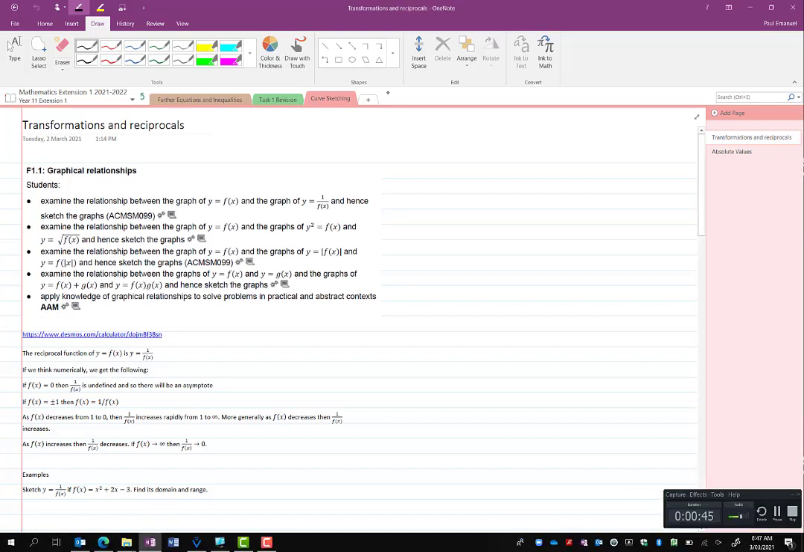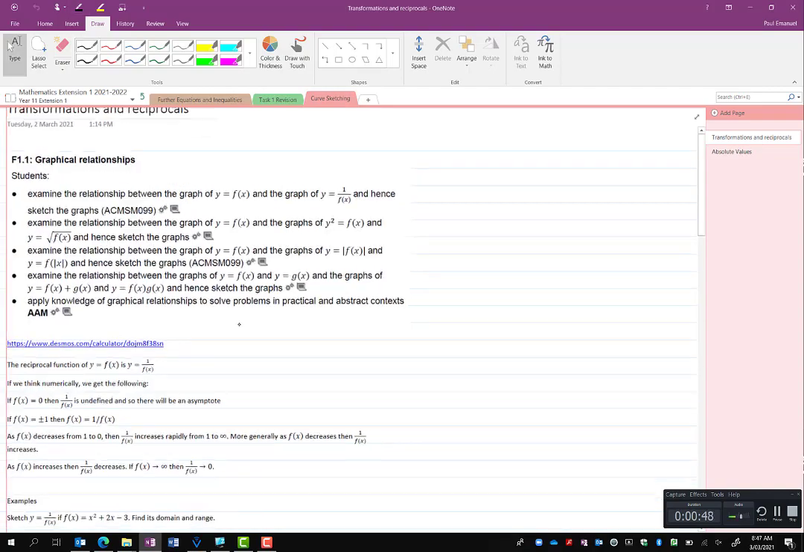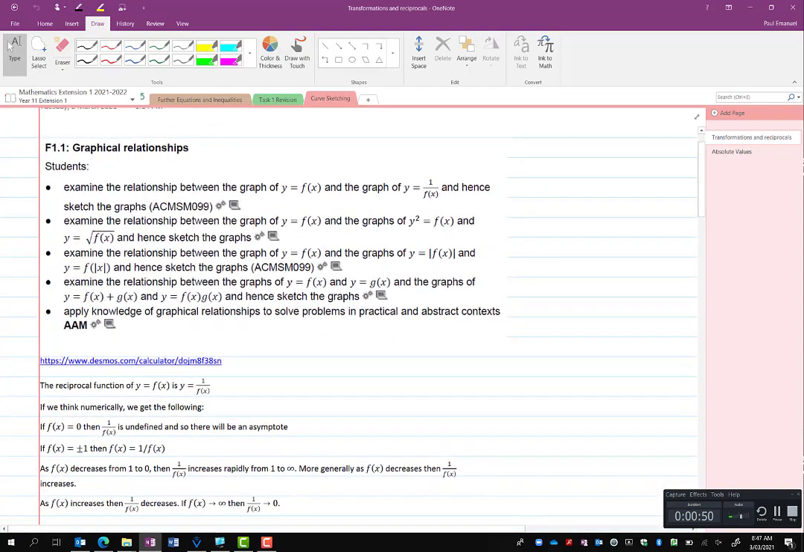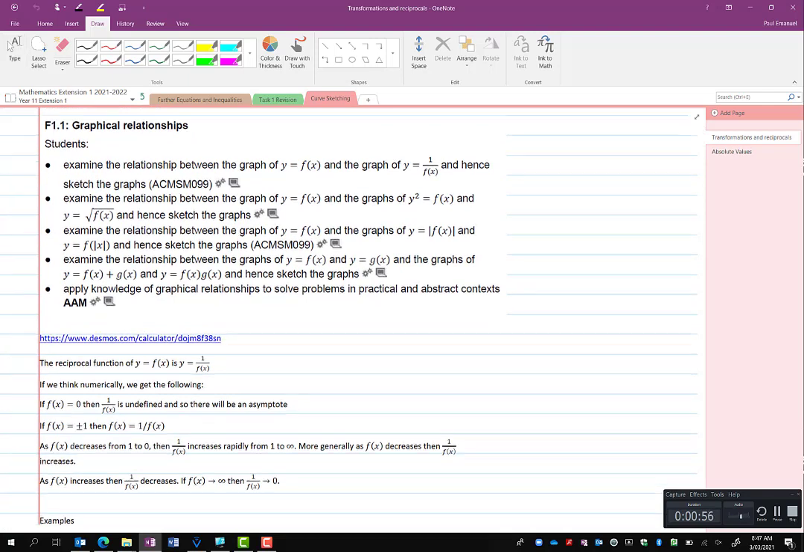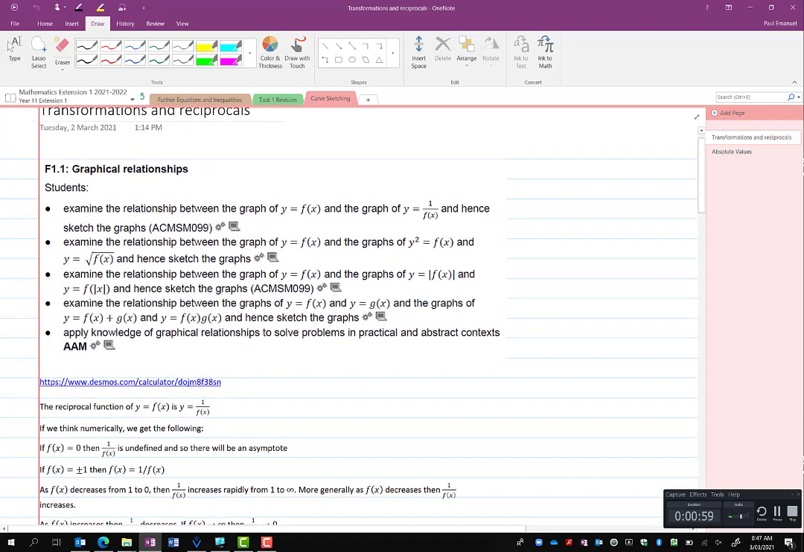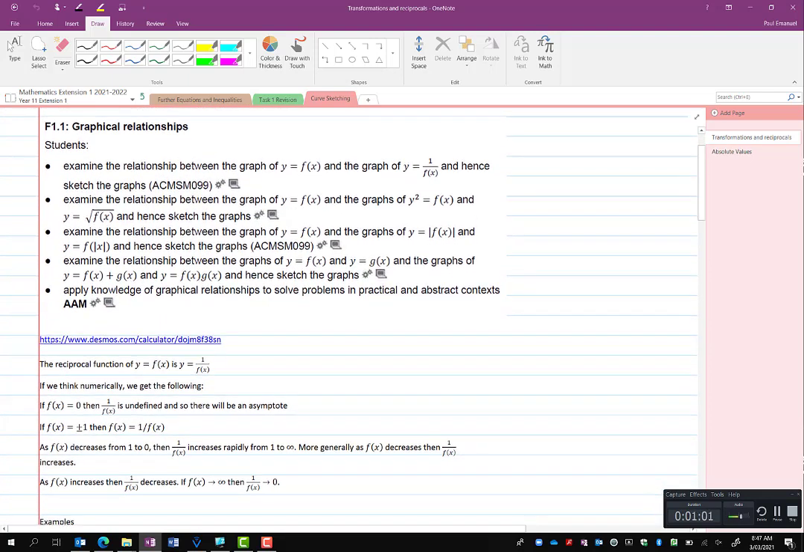So today we're going to do the first dot point and the third dot point is my plan. That's curve sketching is the broad topic, I would call it. So today we're going to do reciprocals and we're going to do absolute values. We're not following the order of the textbook because I think these are the two better places to start. They're easier.